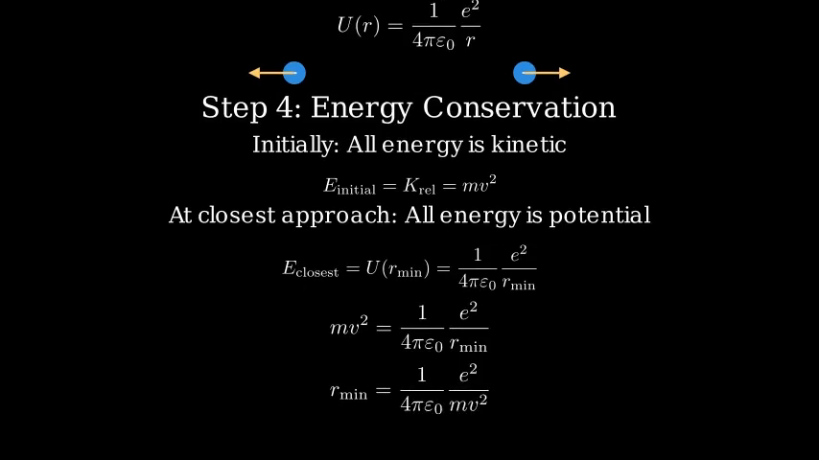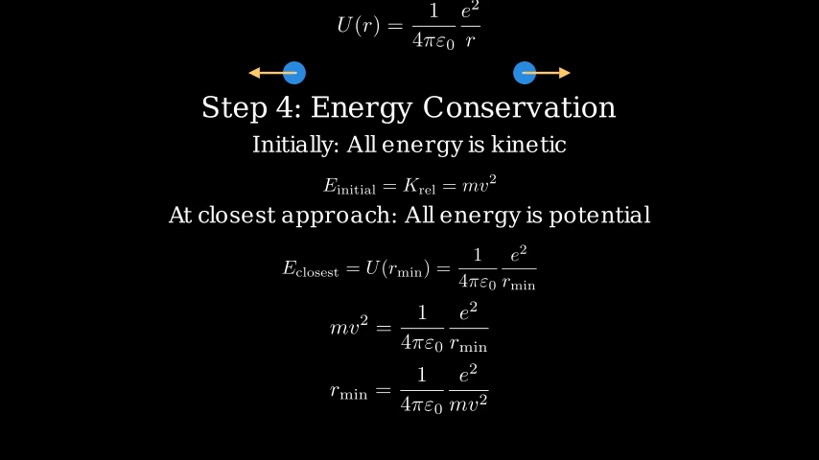Step 5. Now, let's plug in the numerical values to find our answer. We have the electron charge, e, is 1.602 times 10 to the negative 19 coulombs. The electron mass, m, is 9.109 times 10 to the negative 31 kilograms. The speed, v, is 1,000 meters per second. And the Coulomb constant, 1/4 pi times epsilon naught, is 8.99 times 10 to the 9 Newton meter squared per Coulomb squared.